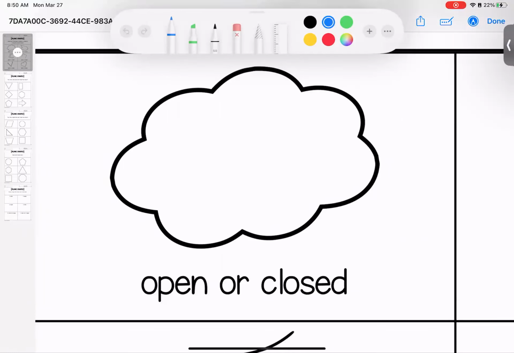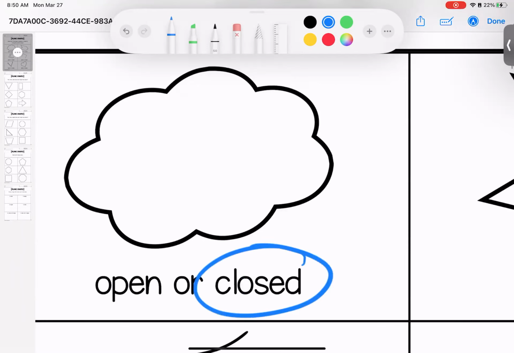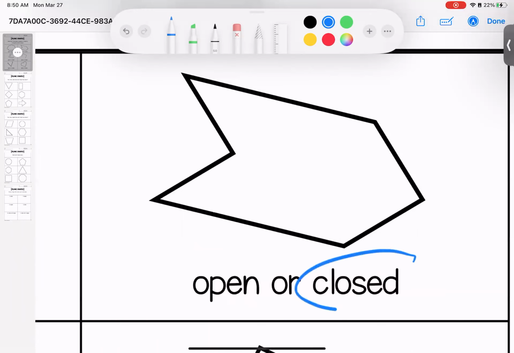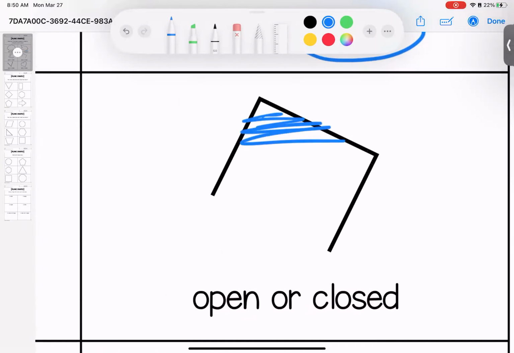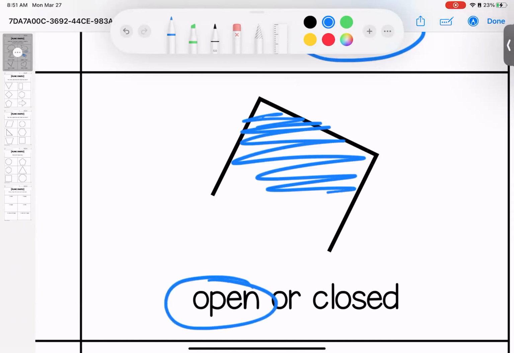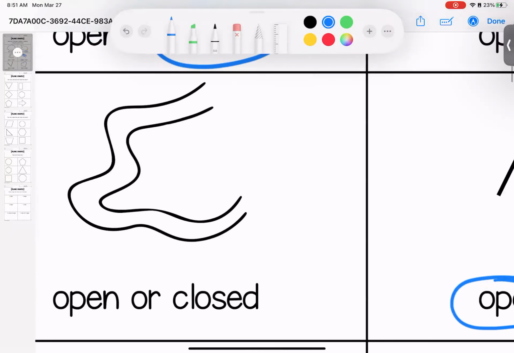Remember, open or closed, we can determine it if we think about filling it with a liquid. If we filled it with a liquid, would the liquid stay inside or would the liquid come out? So if we're looking at this one, this is a closed shape. There are no holes. Over here, this is a closed shape. There are no holes. If I think about filling this in, we have a giant open space. So this will not hold water.